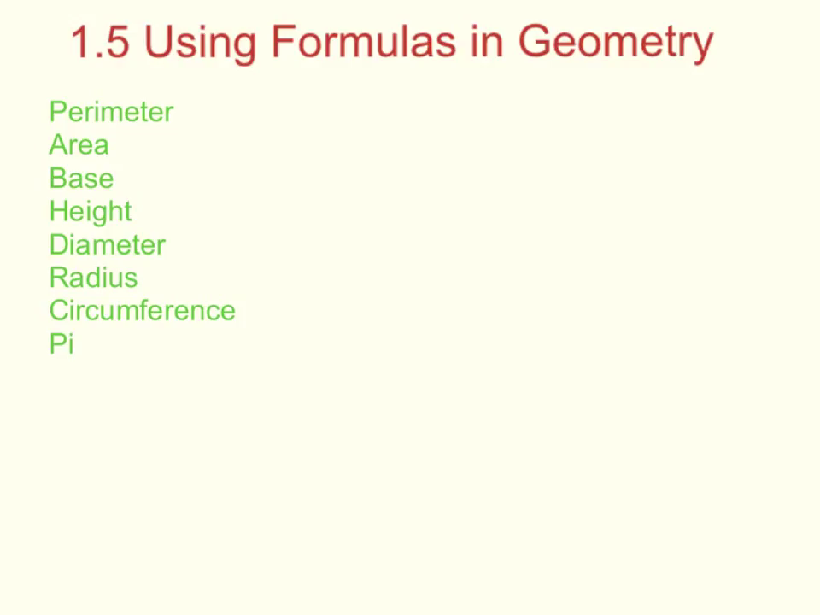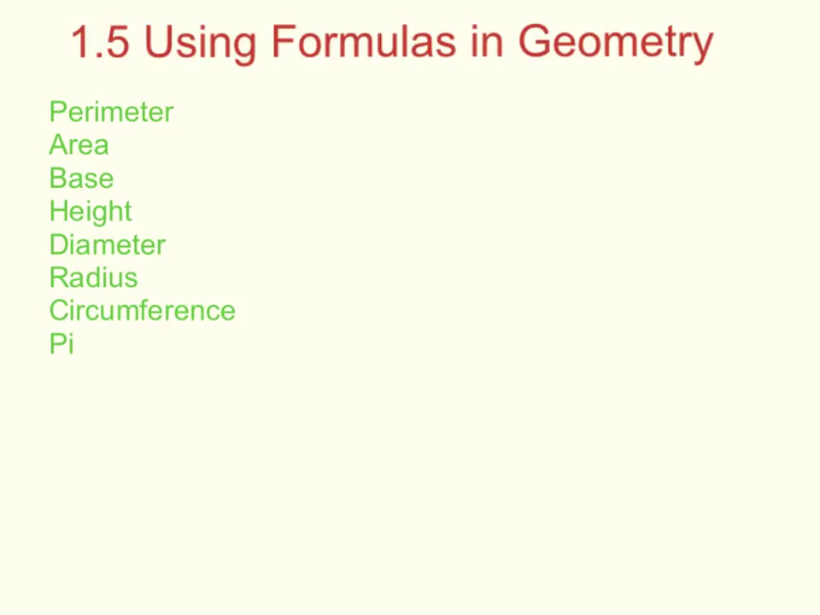Before we do anything with this chapter, I've written down a bunch of vocab words. Here's the great news. I'm not going to have you define them. You don't need to write them down. This is all review from elementary school, probably from 5th, 6th, 7th grade. You don't have to look over it, but it has to deal with perimeter and area, base and height, the diameter, radius, circumference, and pi.